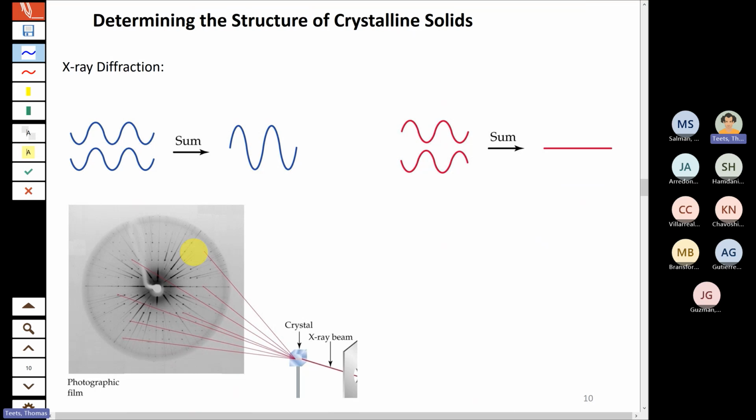And that's exactly what can happen with X-rays when you shine them onto a crystalline substance. Because in a crystalline substance, you have atoms or molecules that are repeating units in regularly spaced arrays. And so the X-rays will diffract off of them and bend in different directions. So that's sort of the key of this experiment. The X-rays will scatter off of atoms that are arranged in crystals.